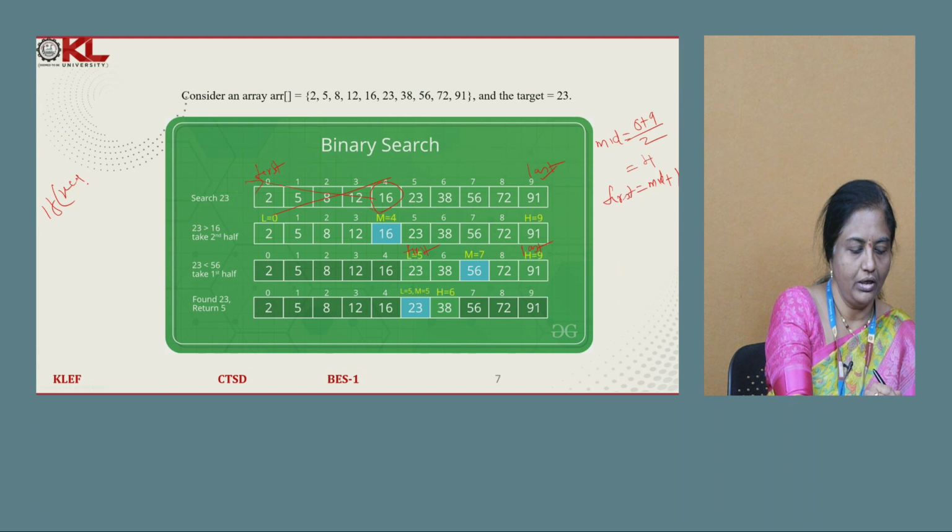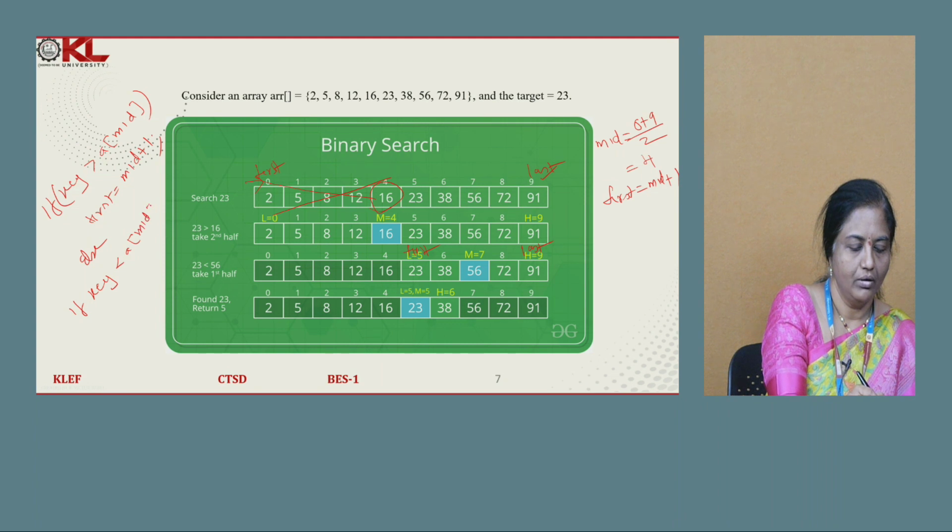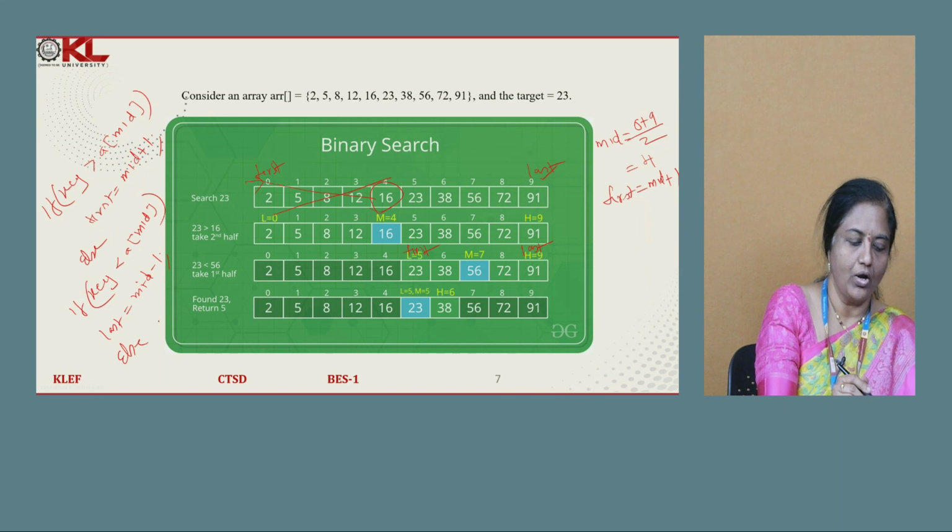If key is greater than a of mid, first equals mid plus 1. Else, if key is less than a of mid, last equals mid minus 1. Else means, see, if it is not greater than, not less than, it means it is equal, it is the found case.